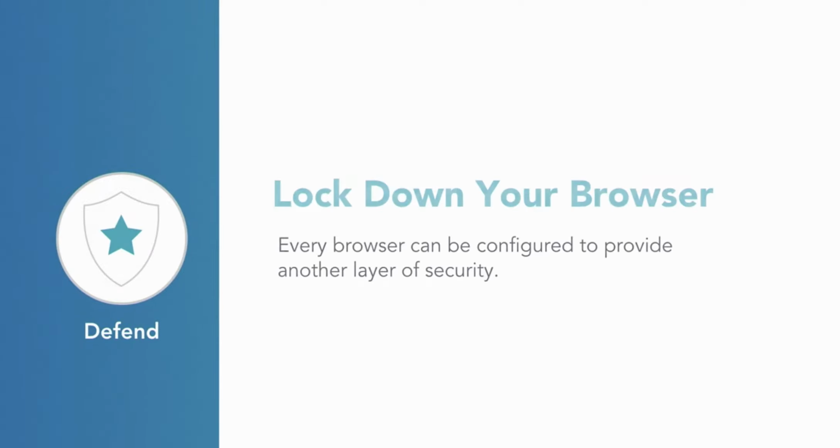Every browser can be configured to provide another layer of security, such as deciding how and when sites can use your location, whether you want to allow cookies, avoiding add-ons and helpers, and blocking unwanted pop-ups. Let's take a look at some steps to lock down your browser and avoid malicious activities.